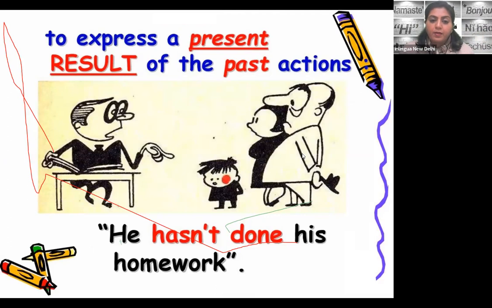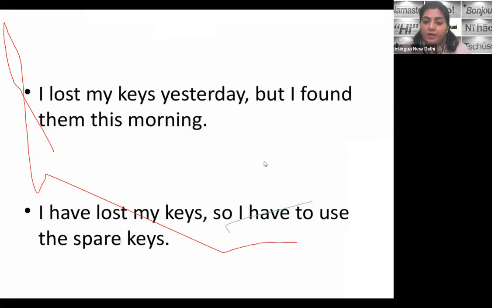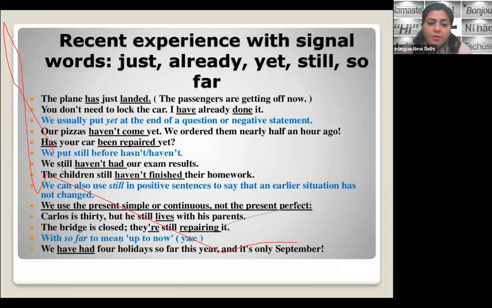Okay. I lost my keys yesterday morning, but I found them this morning. I have lost my keys. Now here we are not talking about yesterday or morning or anything. In the second sentence, there is no time mentioned. You simply say, I have lost my keys, so I have to use the spare keys. Okay. Now some more examples. The plane has just landed. I have already done it. You don't need to lock the car. I have already done it.